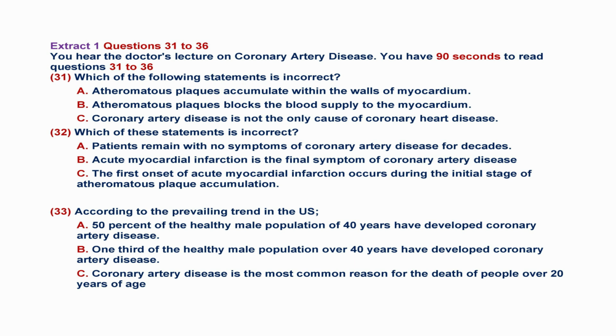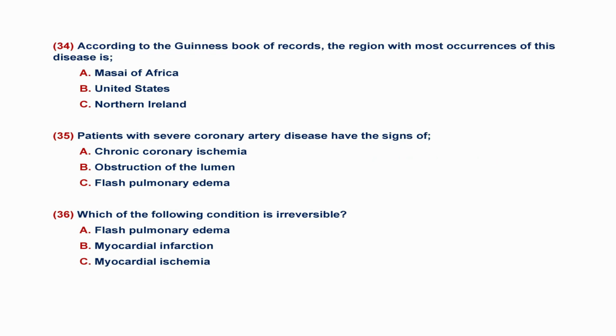This disease is also the most common reason of death over 20 years of age. According to prevailing trends in the US, half of healthy 40-year-old males will develop coronary artery disease in the future, and 1 in 3 healthy women of 40 years. The Guinness Book of Records shows that Northern Ireland is the country with the most occurrences of coronary artery disease. Contrarily, the Maasai of Africa have almost no coronary artery disease.